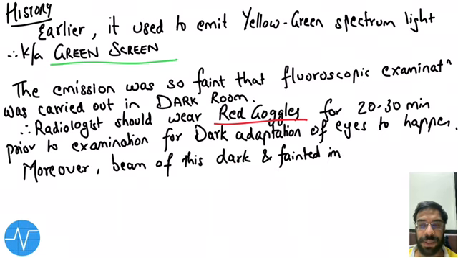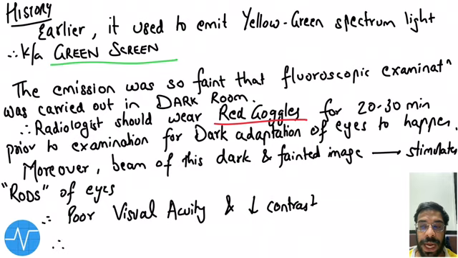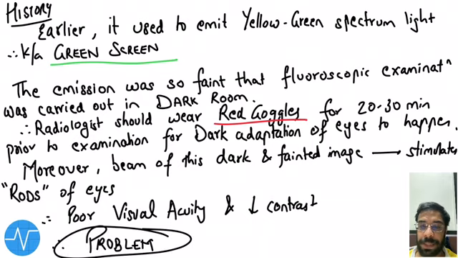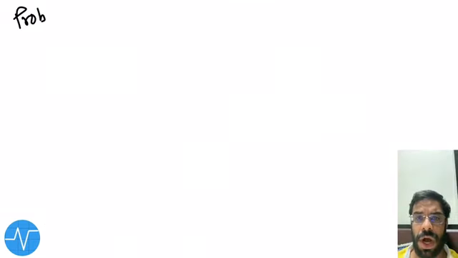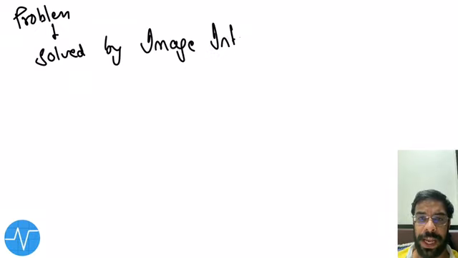Moreover, the beam of this dark and faint image used to stimulate the rods of the eyes. Therefore, there will be poor visual acuity and decreased contrast. This is the problem. Now, how is this problem solved? It is solved by the image intensifier.